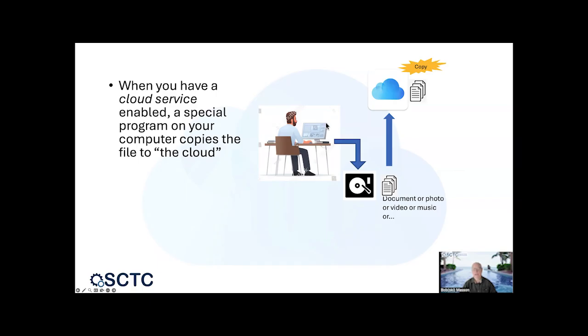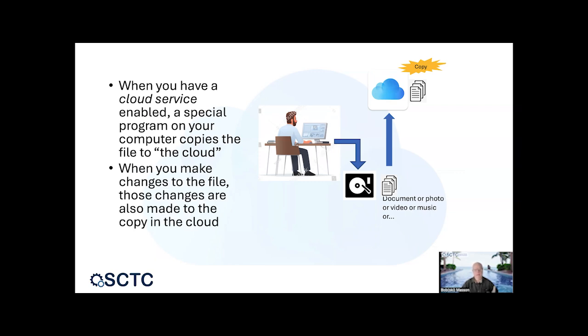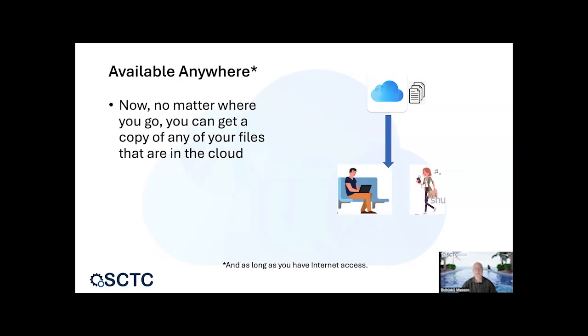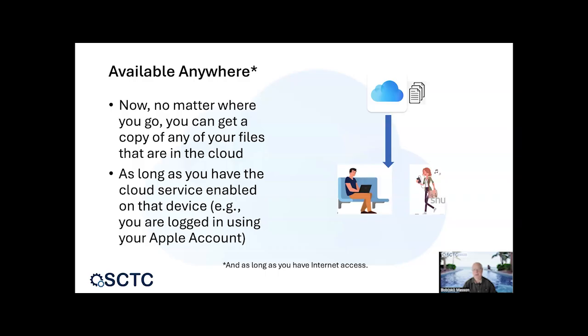So as I make changes to this file, or I update files or create files, they get loaded on my hard drive. The cloud service copies them up to the cloud. So as I mentioned, as you make changes, those changes are copied to the cloud. So now no matter where you go, you can get a copy of those same files via communication to the cloud. As long as you have that cloud service enabled on your device, and for example, by default, it's enabled on your iPhone, and we're going to set it up so that it's enabled on your Windows PC.